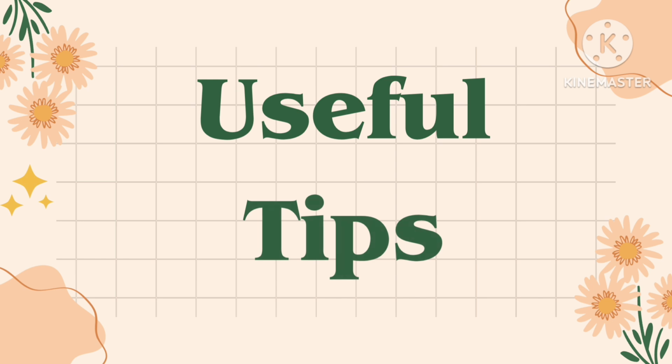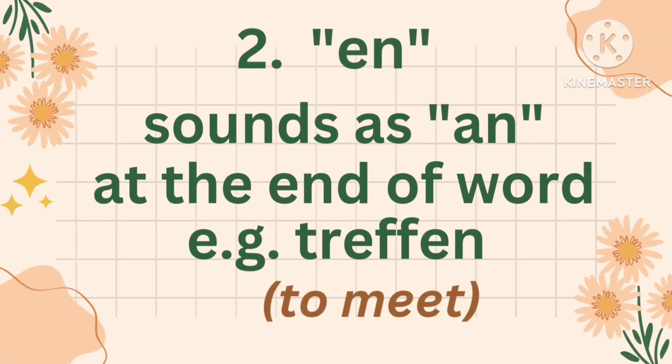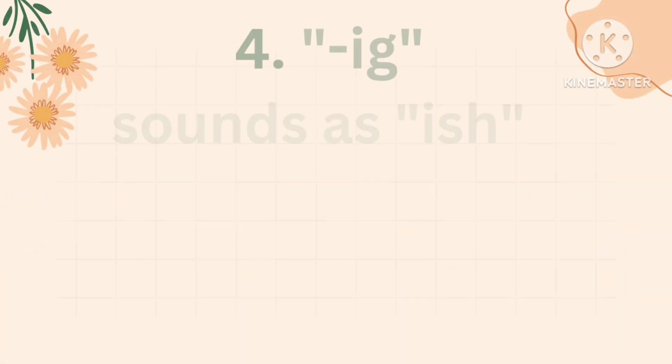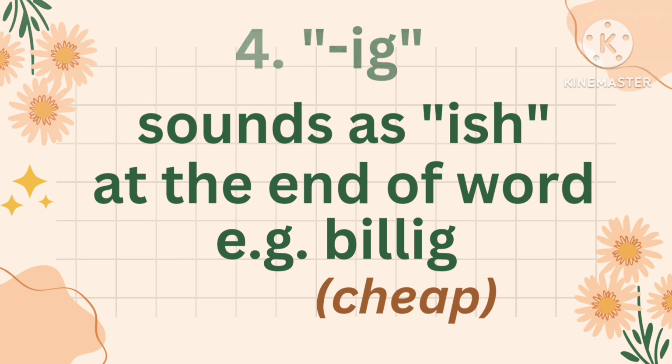Useful tips: H is silent after vowels. For example, fahren. EN sounds as un at the end of a word. For example, treffen. E sounds as a at the end of a word. For example, Puppe. IG sounds as ish at the end of a word. For example, billig.